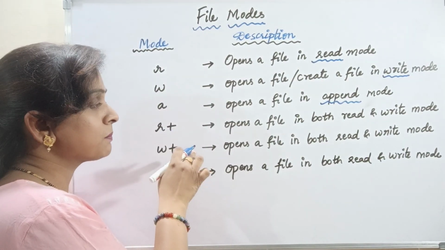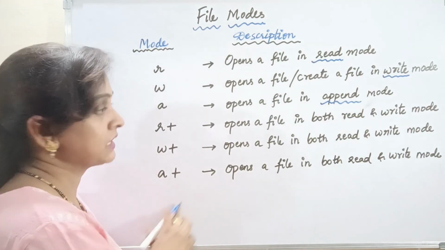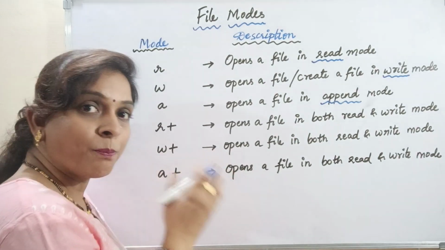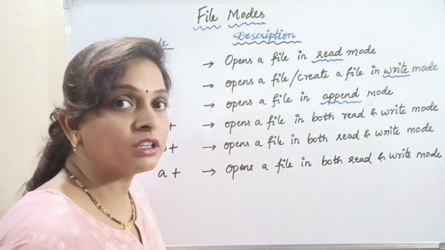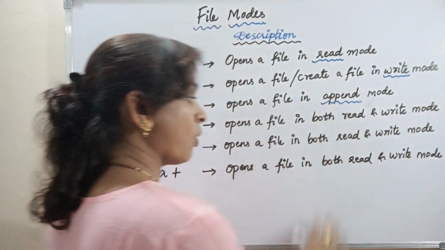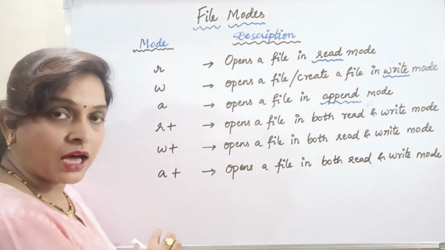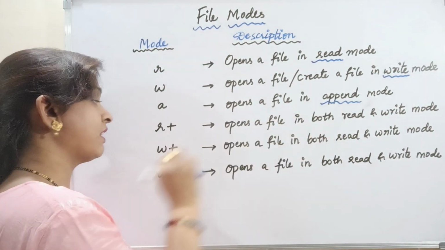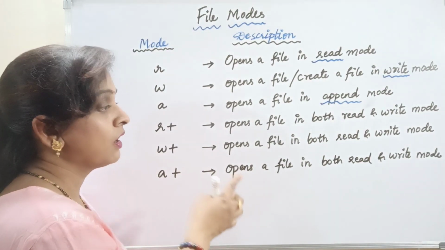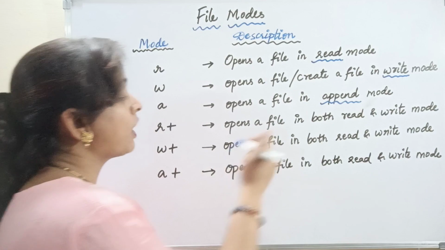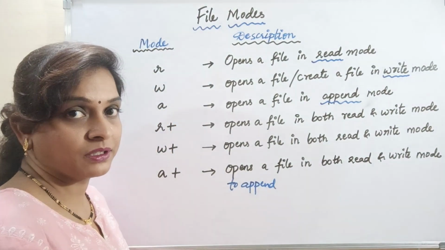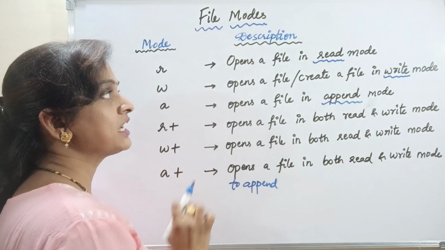R plus, W plus and A plus. All these modes represent the same thing. They can open the file to perform both read and write operation. Open the file in both read and write mode. All the modes R plus, read and write. W plus, again read and write. A plus, append. So I can open the file in both read and write to append the content. So here I say it is file.